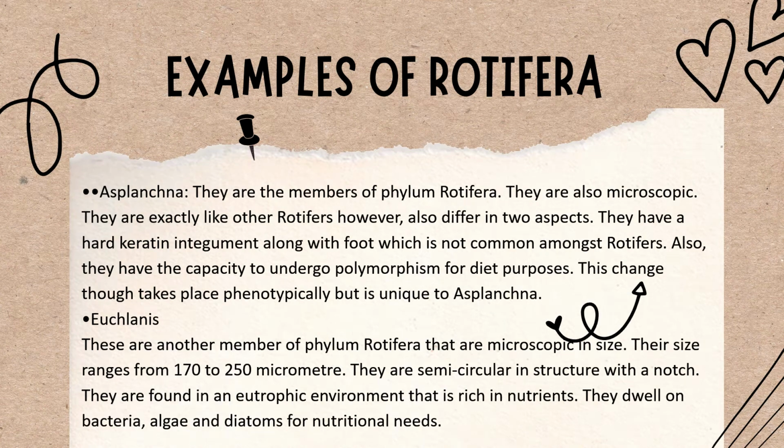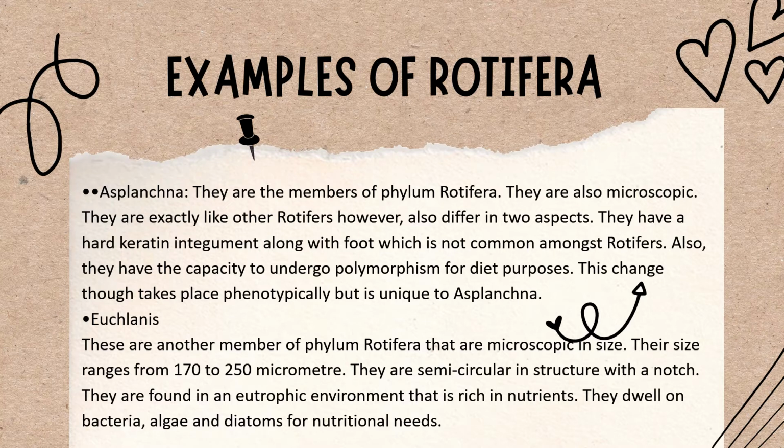Examples of Rotifera. Asplanchna are members of phylum Rotifera. They are also microscopic. They are exactly like other rotifers, however, also differ in two aspects. They have a hard keratin integument along with a foot, which is not common amongst rotifers. Also, they have the capacity to undergo polymorphism for diet purposes. This change takes place phenotypically but is unique to Asplanchna.